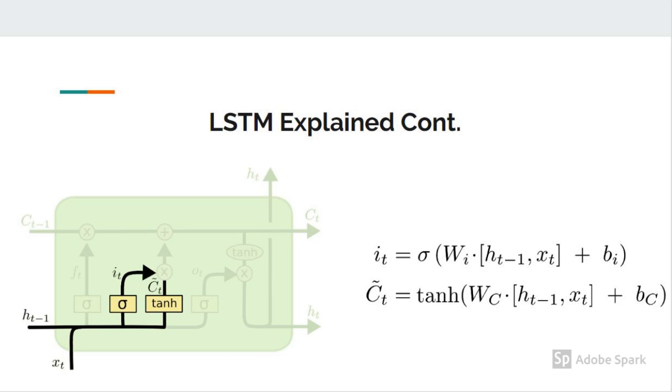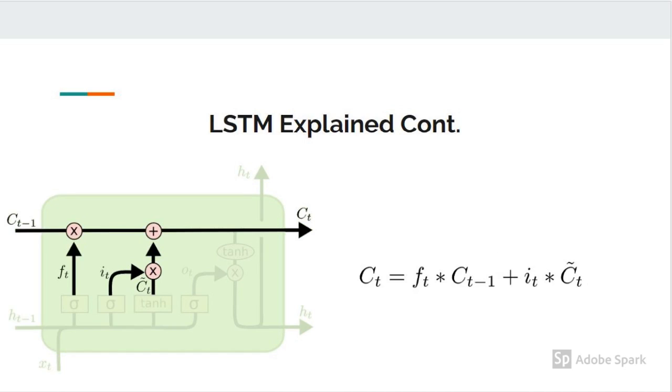The next step is to decide what new information we're going to store in the cell state. This has two parts. First, a sigmoid layer called the input gate layer decides which values will update. Next, a tanh layer creates a vector of new candidate values that could be added to the state. We'll combine these two to create an update to the state. We can now update the old cell state. We multiply the old state by the numbers we came up with through the forget gate, forgetting the things we decided we weren't worth keeping anymore in internal memory. Then we add the new candidate values scaled by how much we decided to update each state value.